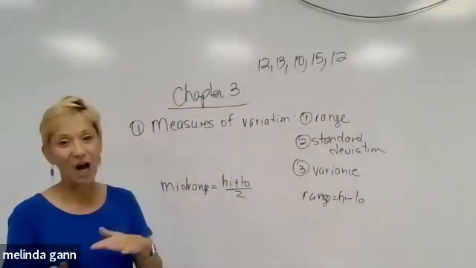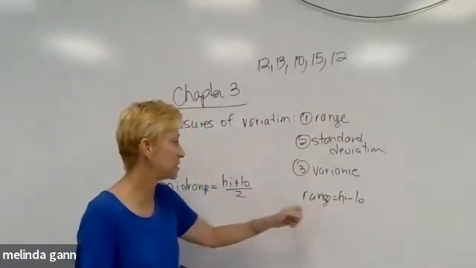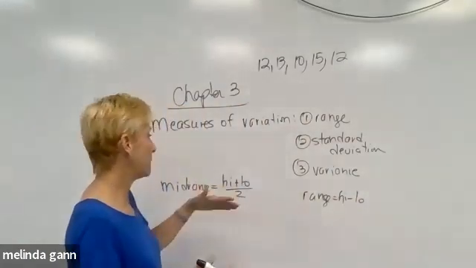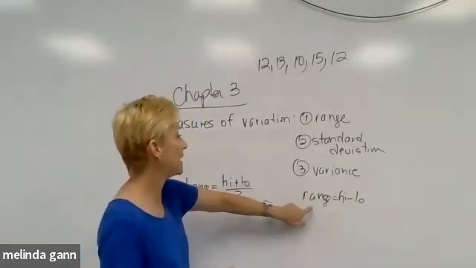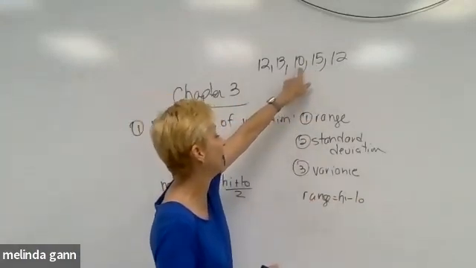Both of them use high and low, but one time I add them, one time I subtract them, one time I divide by 2, and one time I don't. So I've got to be real careful. Am I finding mid-range or am I finding range? So my range up here would just be my high 15 minus my low 10 would be 5.